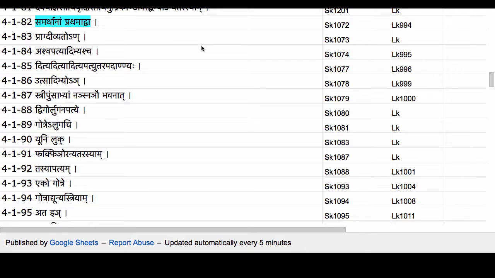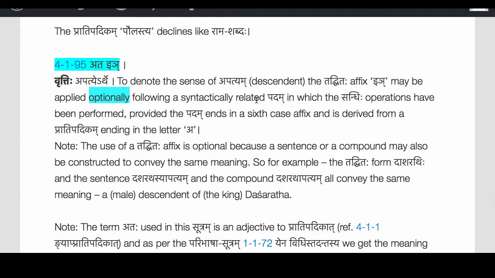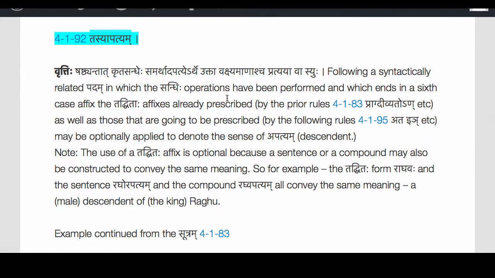So therefore, in the meaning of this sutram 4195 ata in, we see mention of optionally as well as a padam in which sandhi operations have been performed, as well as provided the padam ends in a sixth case affix. Why sixth case affix? Because of tasyapatyam. We already mentioned that tasyapatyam dictates the meaning in which this affix is used, and in that sutram the term mentioned first is tasya, which stands for a padam ending in a sixth case affix.